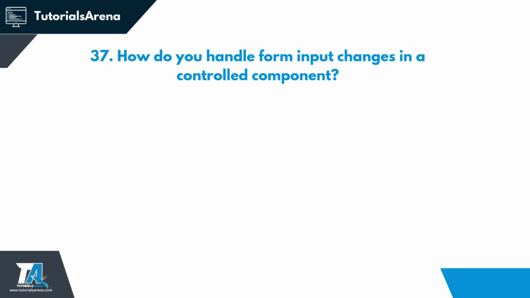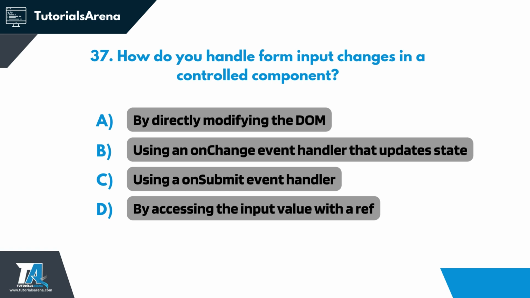Question 37. How do you handle form input changes in a controlled component? The options are option A, by directly modifying the DOM. Option B, using an onChange event handler that updates state. Option C, using an onSubmit event handler. Option D, by accessing the input value with a ref. The correct answer is option B, using an onChange event handler that updates state. Moving on to the next question.